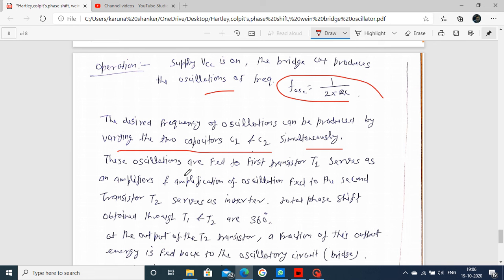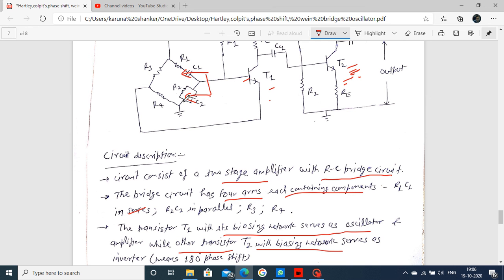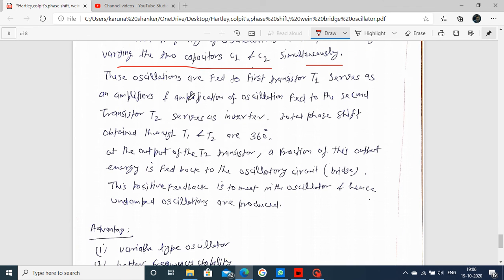Also, this oscillation is fed to the first half transistor. Whatever oscillation is produced is fed to the base of transistor T1. The first transistor T1 serves as an amplifier, and after amplifying by T1, this is fed to the second half transistor T2, which serves as an inverter. Inverter means 180 degree phase shift only. Now T2 produces another 180 degrees, so the total phase shift obtained is 360.